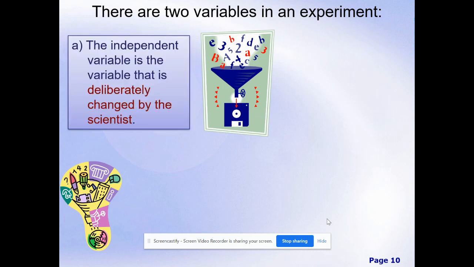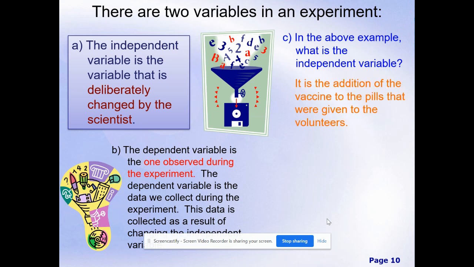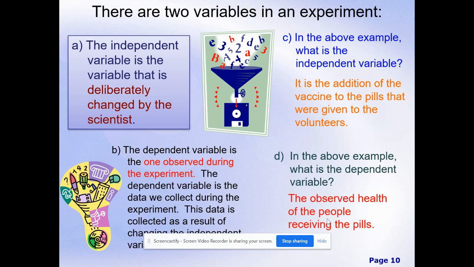There are two variables in an experiment. The independent variable is the variable that is deliberately changed by the scientist. So that's the one that you change in your experiment. The dependent variable is the one observed during the experiment. The data is collected as a result of changing the independent variable. So in the experiment we just talked about, what is the independent variable? That is the addition of the vaccine to pills that were given to volunteers. The dependent variable, or the one that you are measuring, is the health of the people receiving the vaccine.